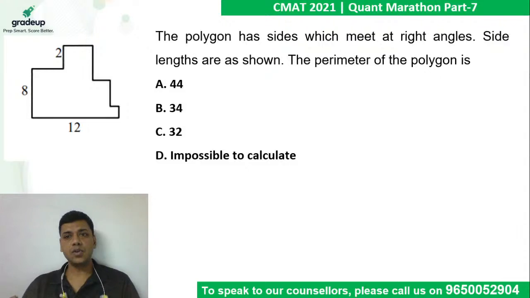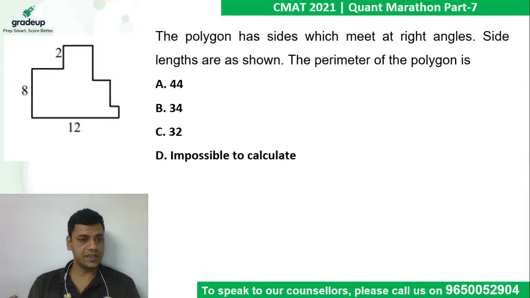So we will have a look at some of the typical questions very similar to your CMAT pattern. The first question is, there is a polygon. Some sides of the polygon are given to you. One side is 12, one side is 8, one side is 2. The complete image is given to you. You have to find the perimeter of this polygon. Yes guys, try this question.